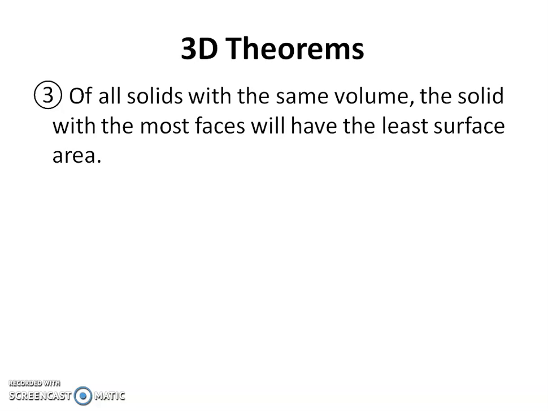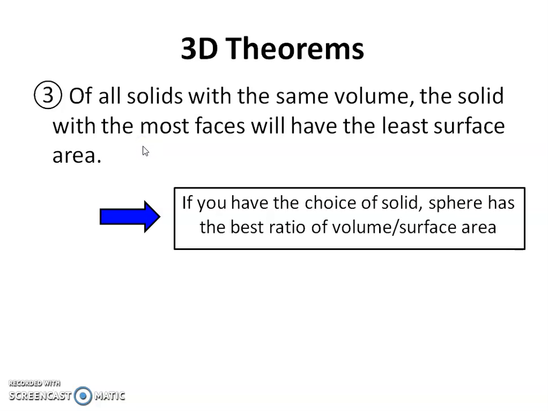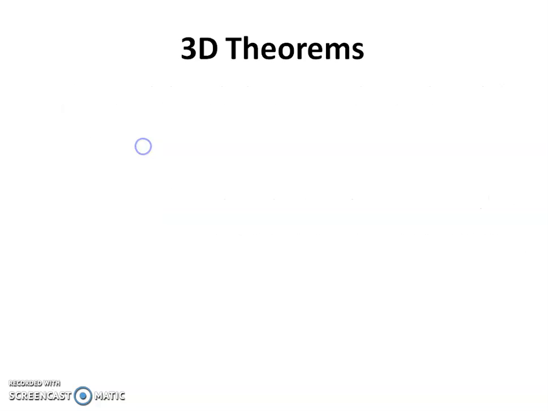And the last two are very much like they were for 2D. They're sort of the same ideas, but working backwards. Of all solids with the same volume, the solid with the most faces will have the least surface area. So this is just the reverse of what we had said in theorem number 1. But again, it means that if you can choose, a sphere will be the best shape.